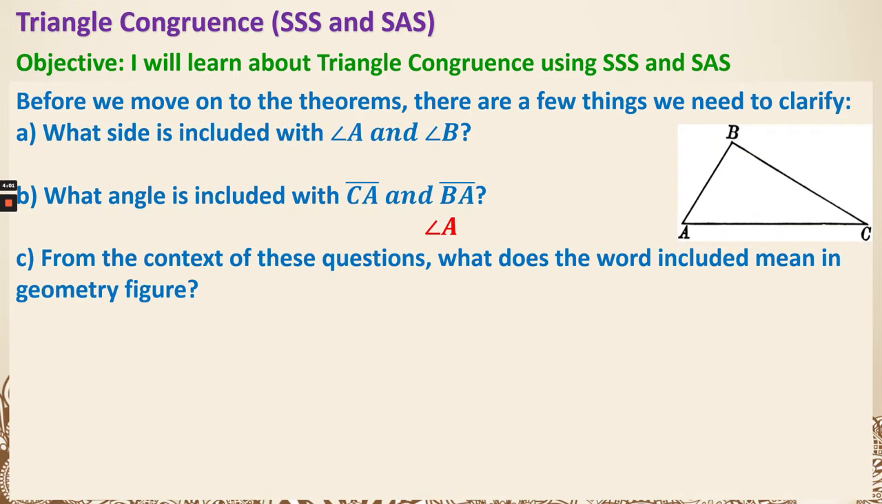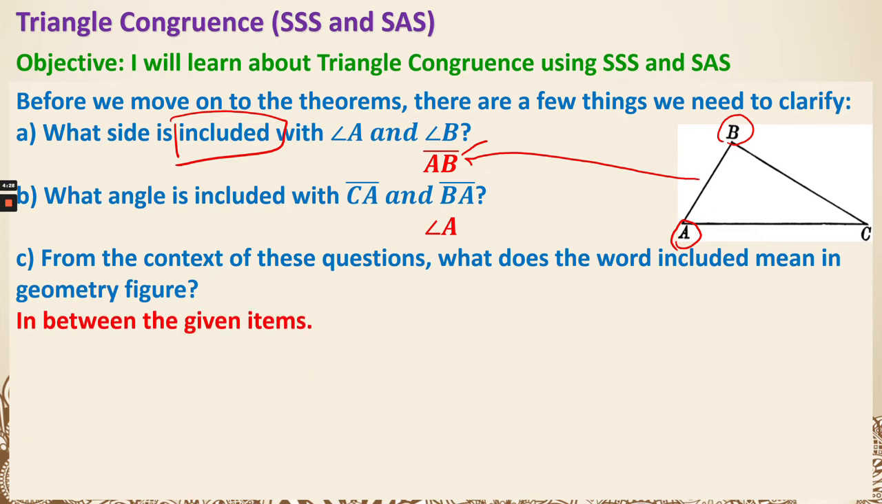Before we get to the next part, let's define something else: included. For example, let's have a look at this one, angle A and angle B. My angle A is right here, my angle B is right here. And when we say what side is included with angle A and angle B, you can clearly see the answer is AB right here. So in other words, included actually means in between the given items.